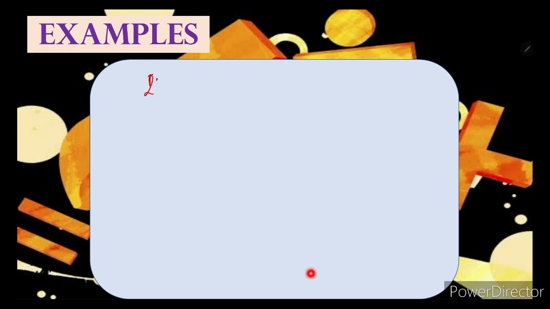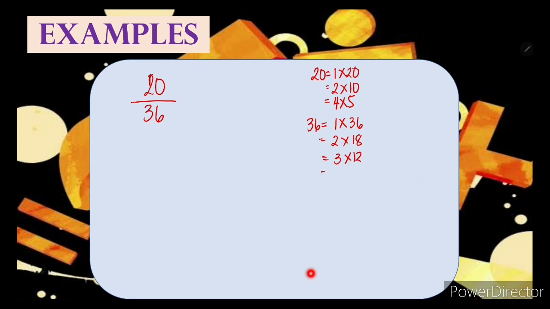Another example, we have 20 all over 36. So, dun muna tayo sa factors ni 20. We have 1 times 20, 2 times 10, 4 times 5. Okay, 36. Factors are 1 times 36, 2 times 18, 3 times 12, 4 times 9, and 6 times 6. Now, let us list all of the factors of 20.